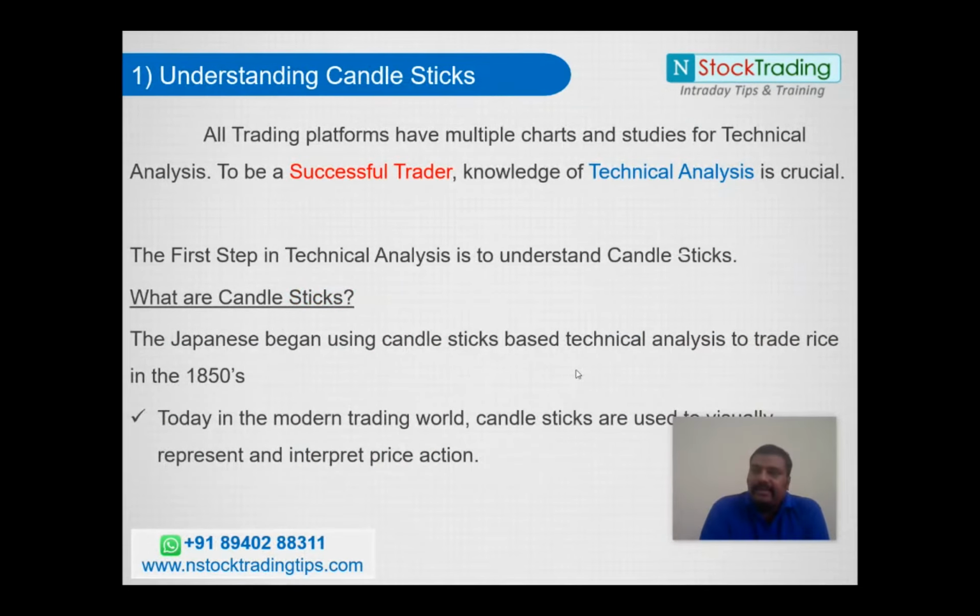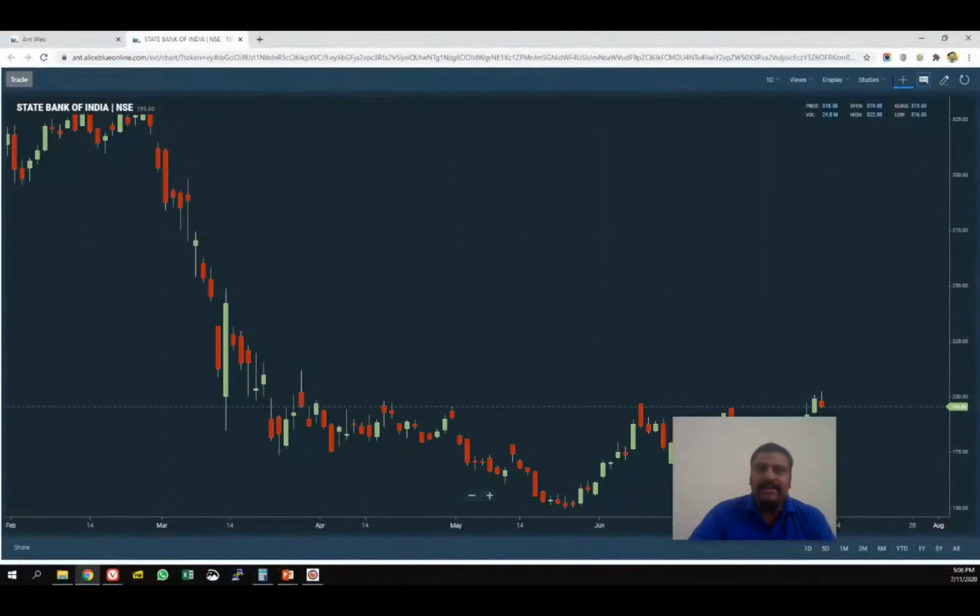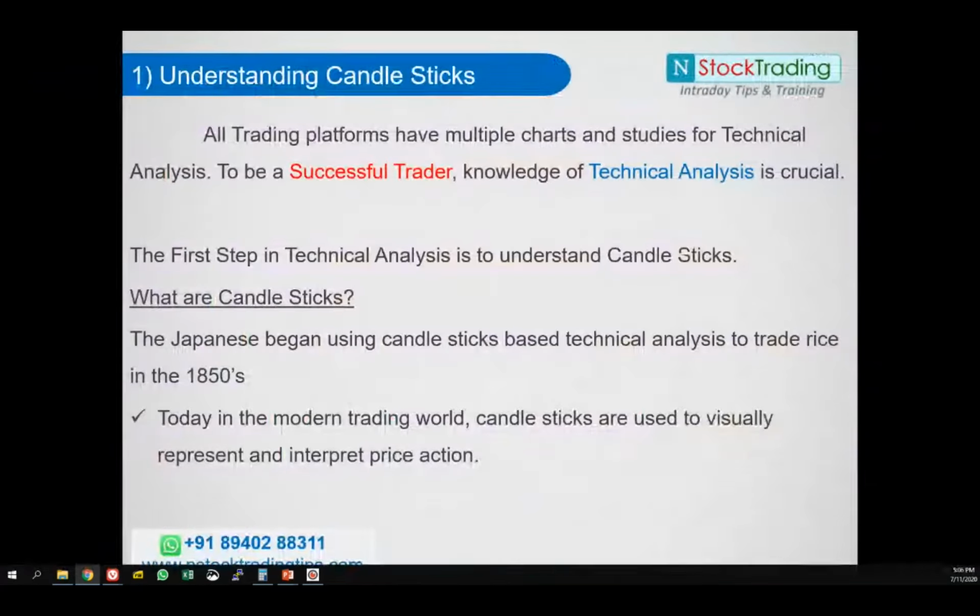Now, let's start with candlesticks. Every day when we are trading, we see similar kinds of charts on the trading platform. I'm showing a trading platform from Alice Blue. So let's get into more detail and understand what these candlesticks are and how we can understand them.